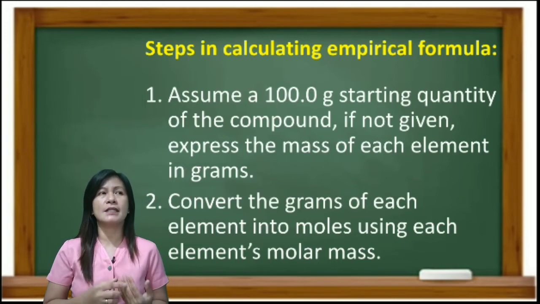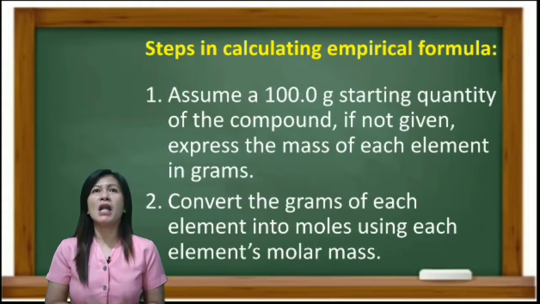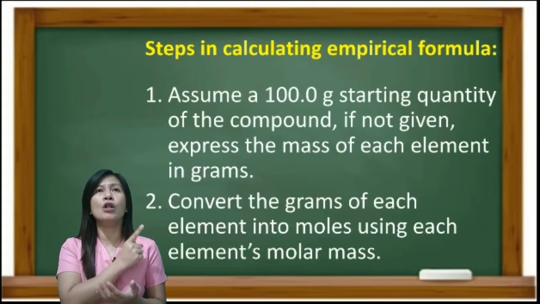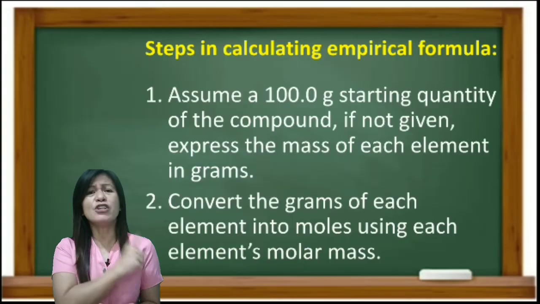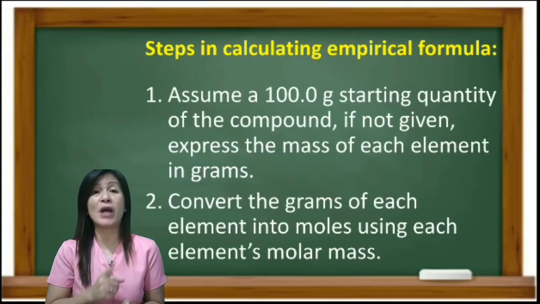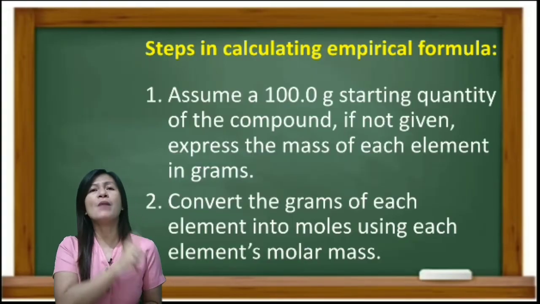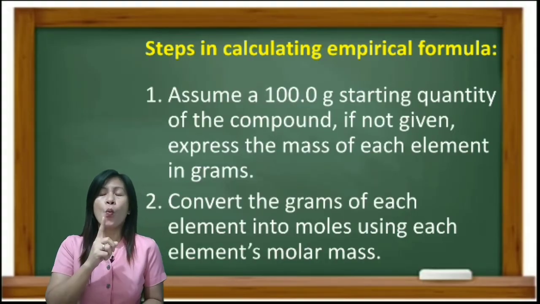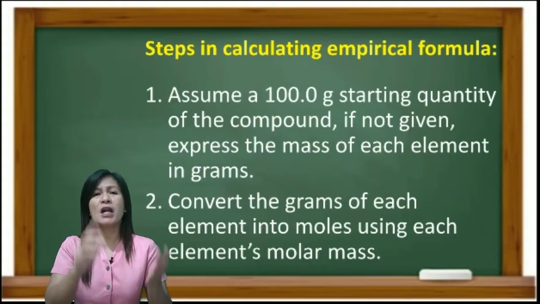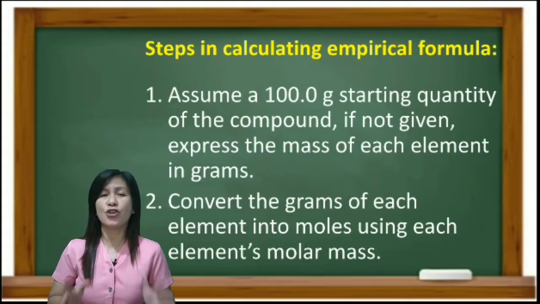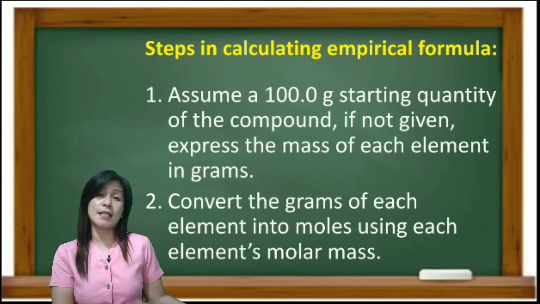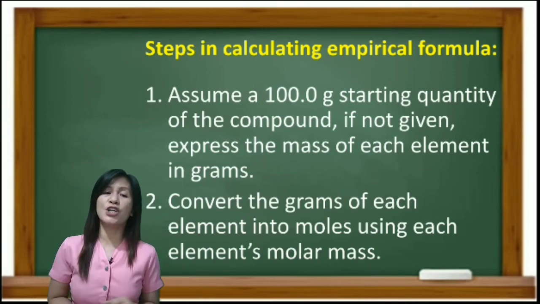So as I said earlier, the molar masses of the elements are the same as their atomic masses. So 1 mole of hydrogen is equal to its atomic mass of 1.01 grams. 1 mole of oxygen is equal to its atomic mass of 16 grams. So the molar masses of elements are the same as their atomic masses, as can be taken from the periodic table.